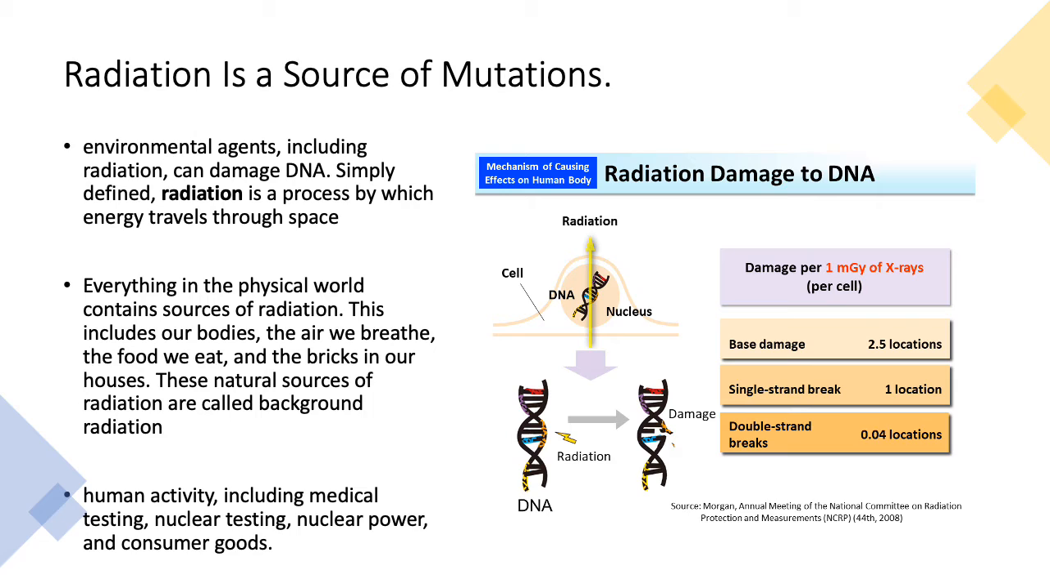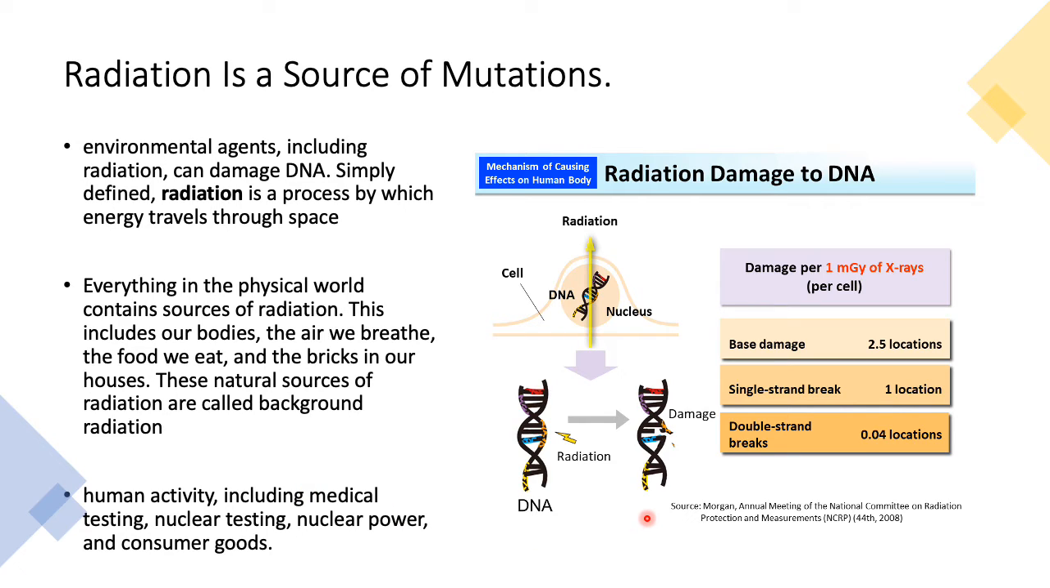DNA mutations can also be caused by radiation, and radiation is all around us. It's basically energy traveling through space. Even our bodies radiate energy, the food we eat, the bricks in our houses, all have background radiation. And there's also radiation that is created by human activity, for example, apparatuses for medical testing, nuclear power, consumer goods. There are all sorts of forms of radiation.